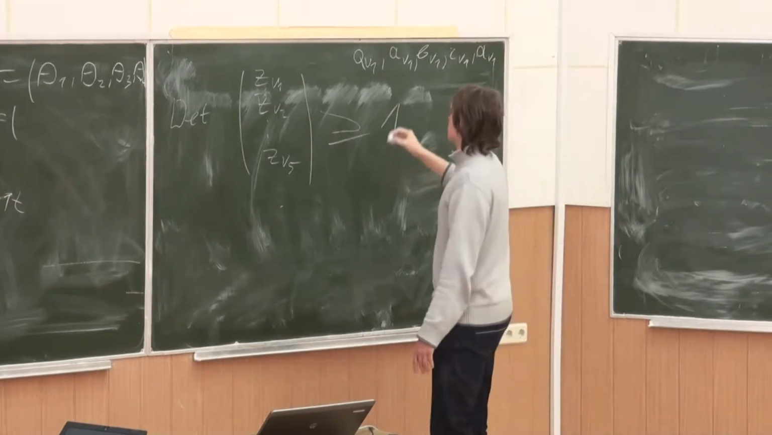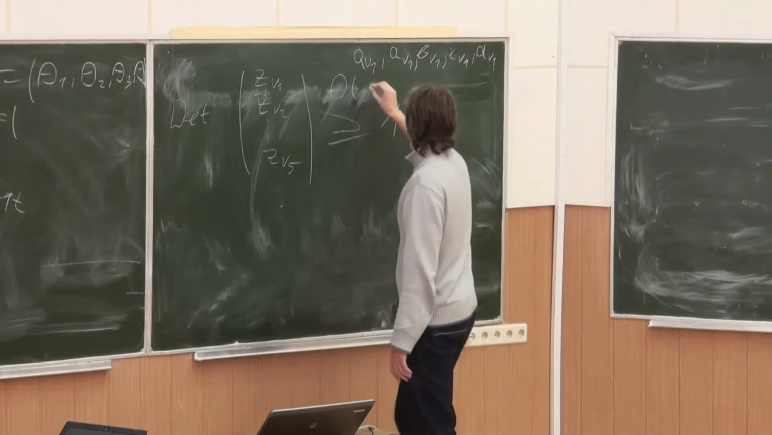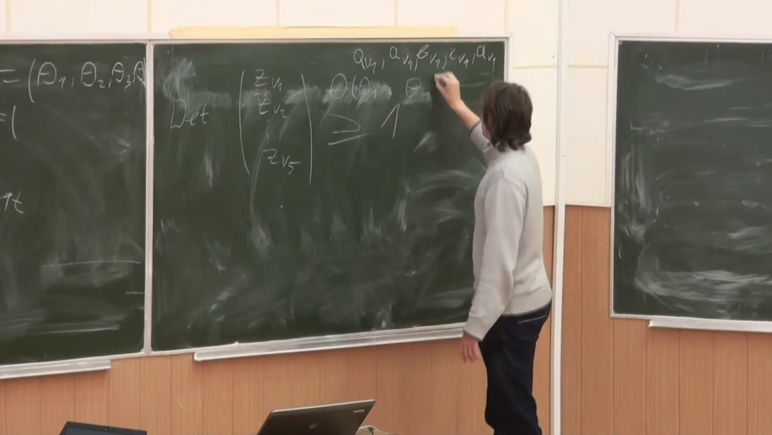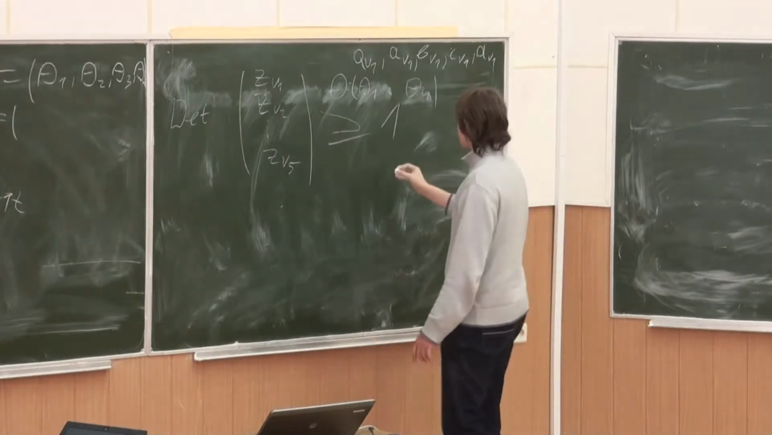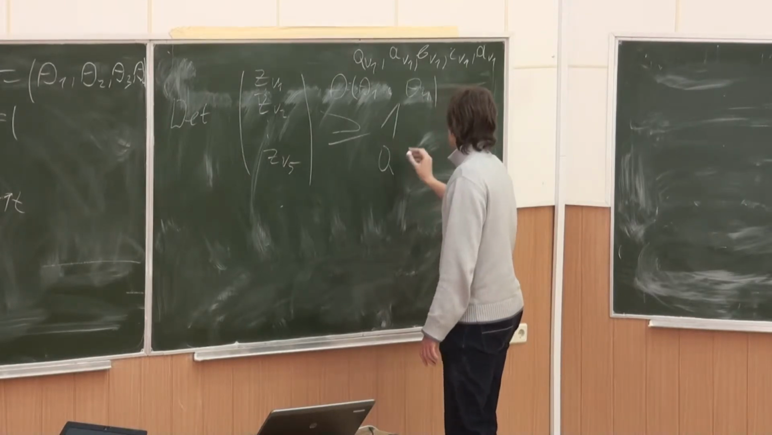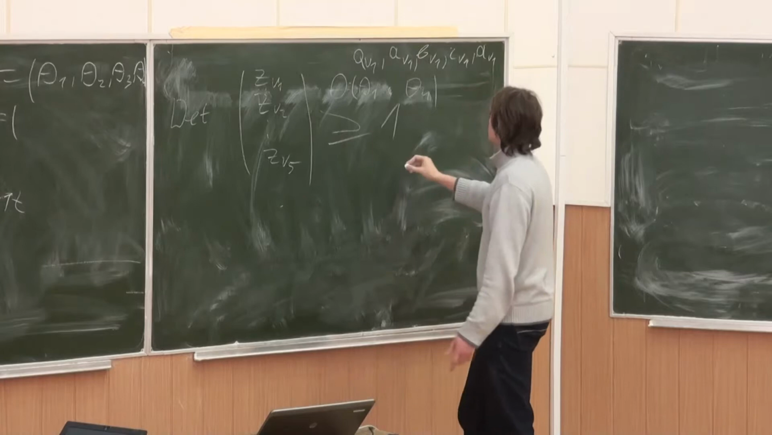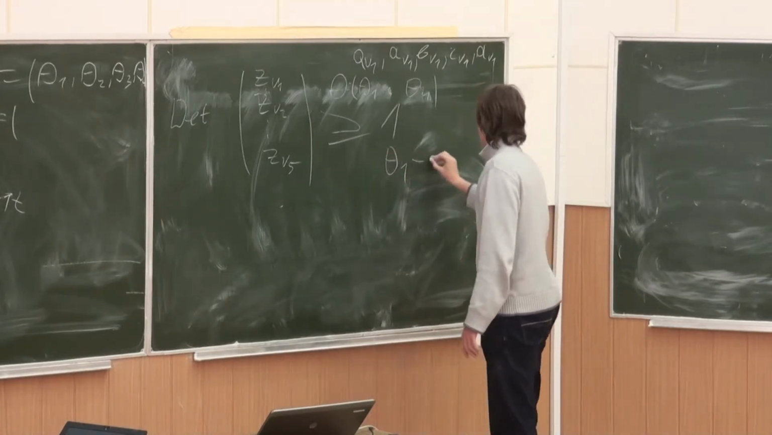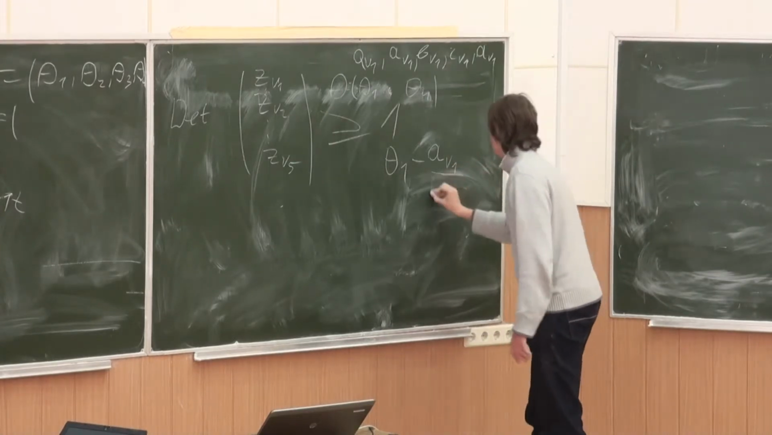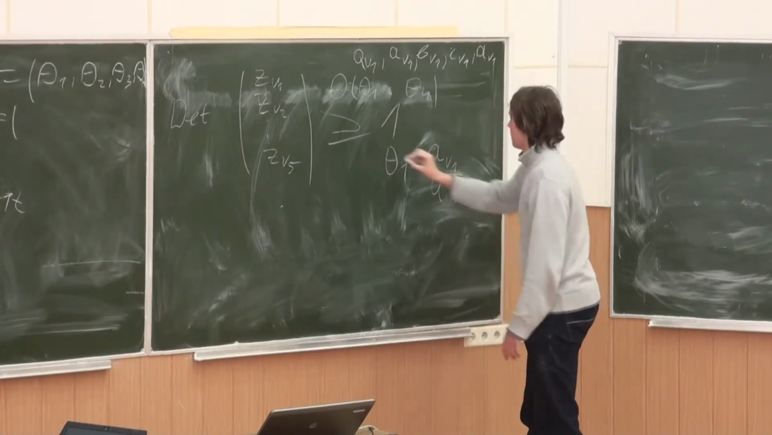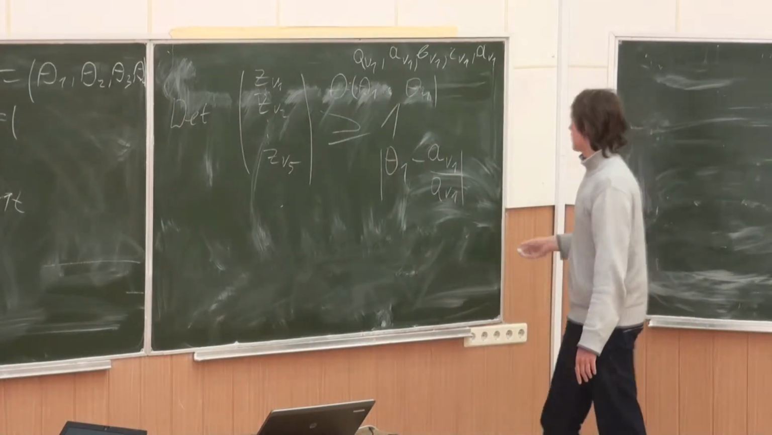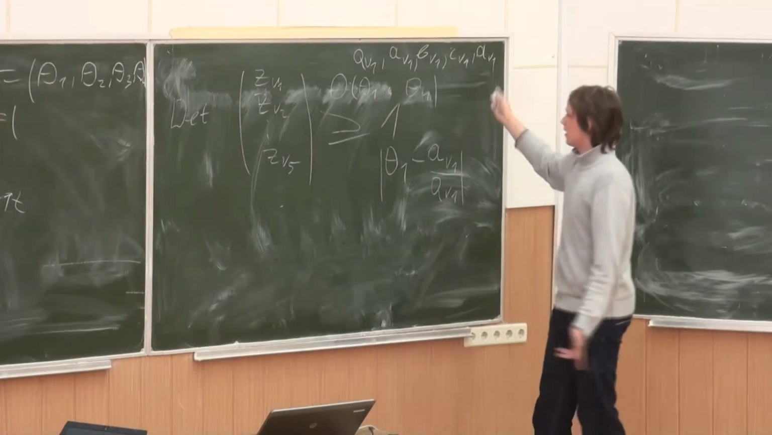That means that if theta is theta 1, theta 4, then theta 1 minus a sub u1 divided by u sub 1 is the best approximation. And the same is valid for B, C, and D.